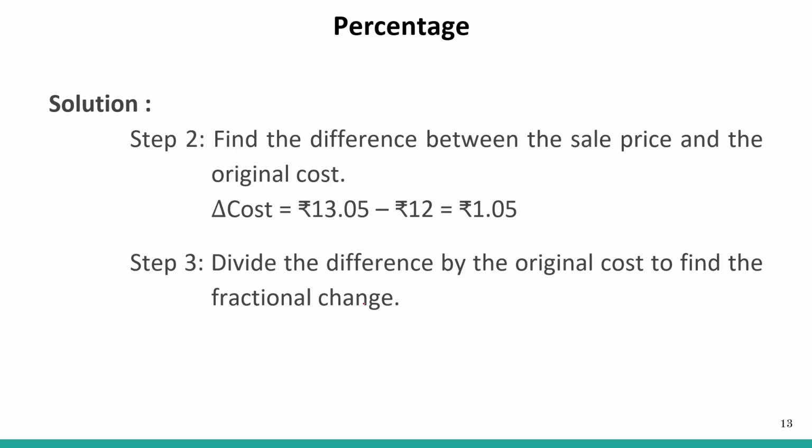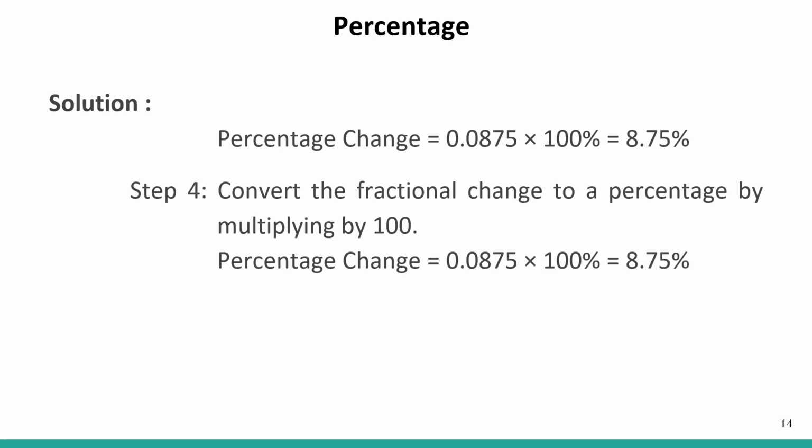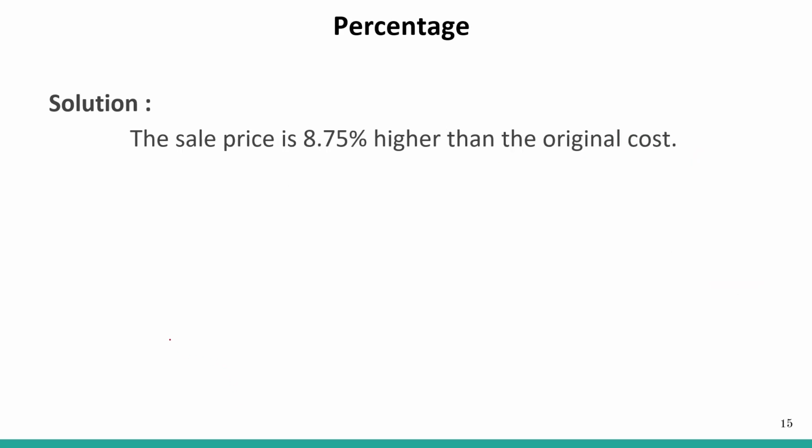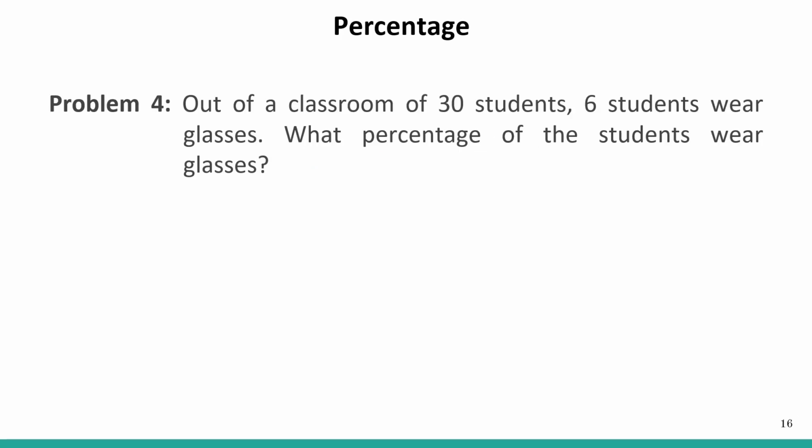We found this, and then we found this. The accurate value is 8.75%. We convert the fractional change to a percentage by multiplying by 100. So the answer is 8.75, and this is the final answer. The sale price is 8.75% greater than the original, that is, the initial cost. So let's see problem number 4.